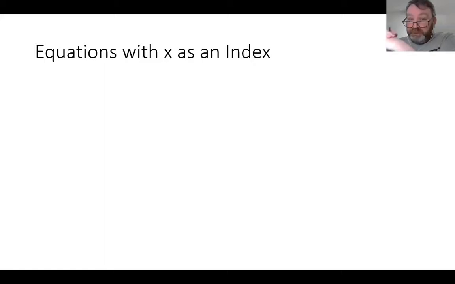Of all the things we do with indices, perhaps the most important at this level is being able to work with an unknown index, because indices is plural. If you have something like, for example, 2 to the power of 2x is equal to 4, just write that down. 2 to the power of 2x is equal to 4.